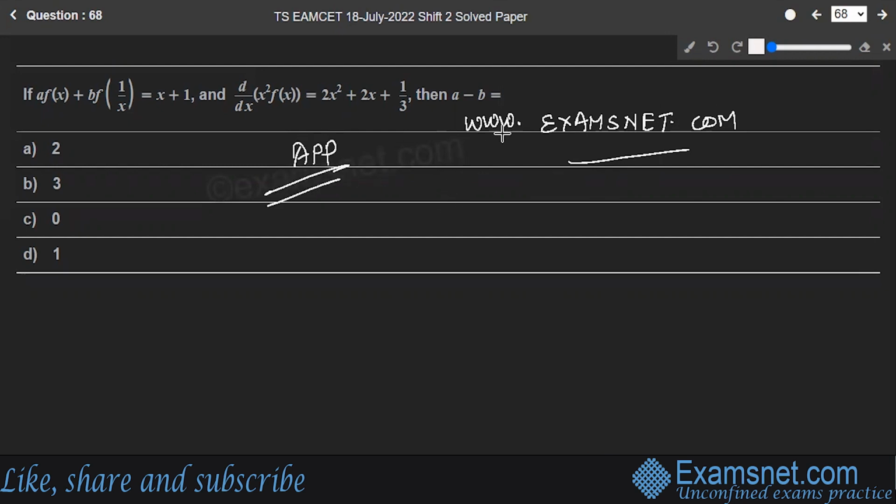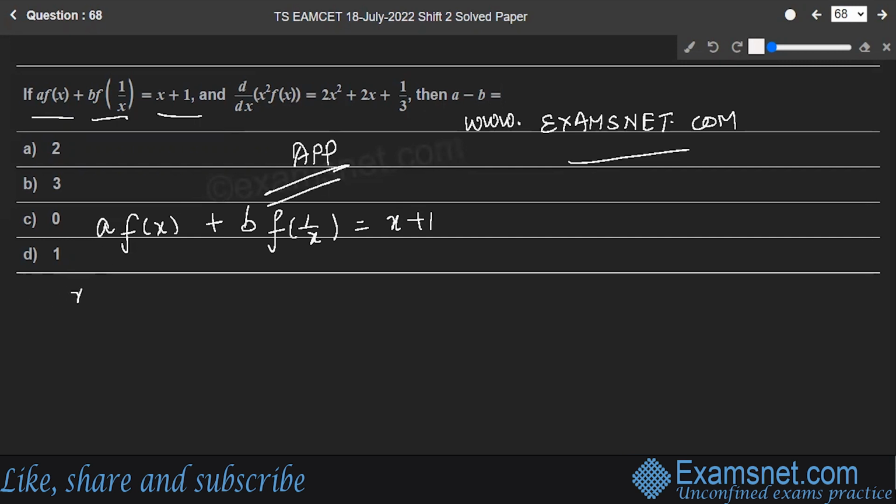So let's start with the question number 68 now. It says a of fx plus b of 1 by x is equal to x plus 1. Let's write a of fx plus b of f of 1 by x is equal to x plus 1, and d by dx of x square fx is equal to 2x square plus 2x plus 1 by 3. Then what is the value of a minus b?